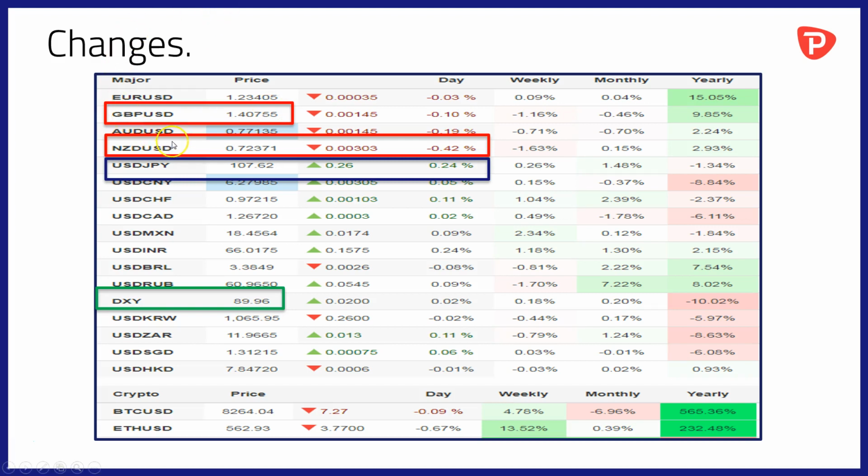A similar story in New Zealand as well. The Kiwi coming back by 0.42% on comments that the Reserve Bank of New Zealand made over inflation, interest rates and the likelihood of early rate rises there.